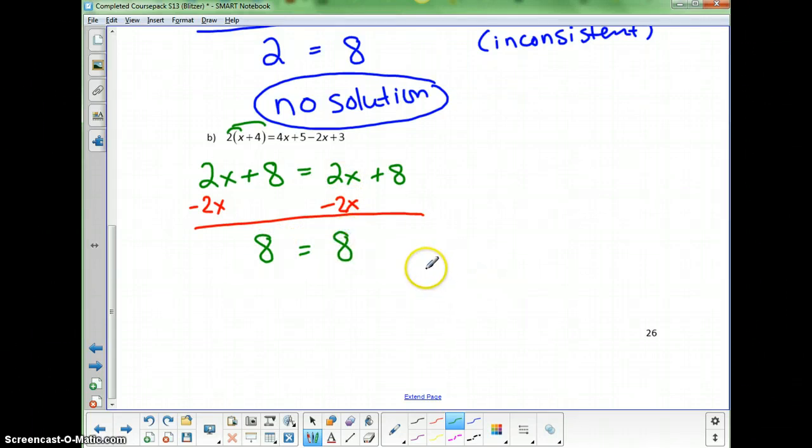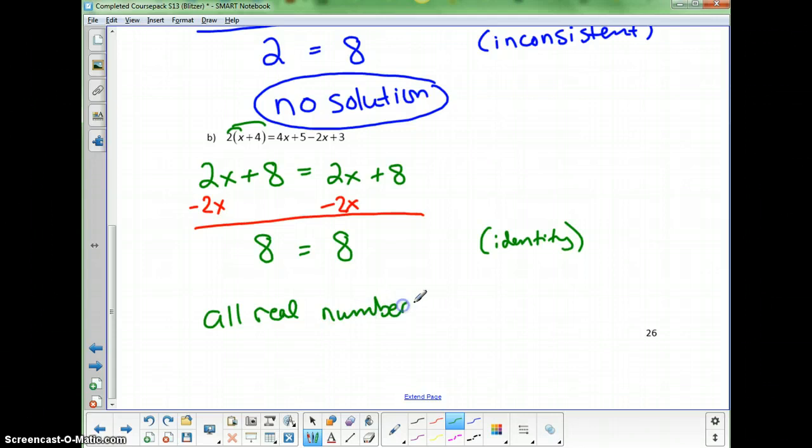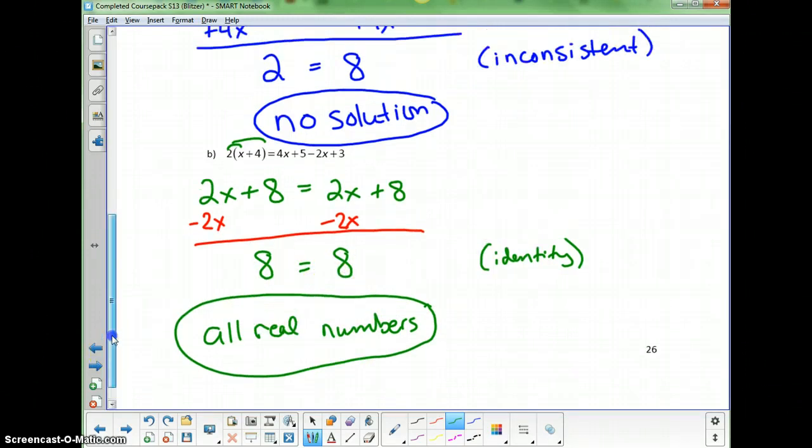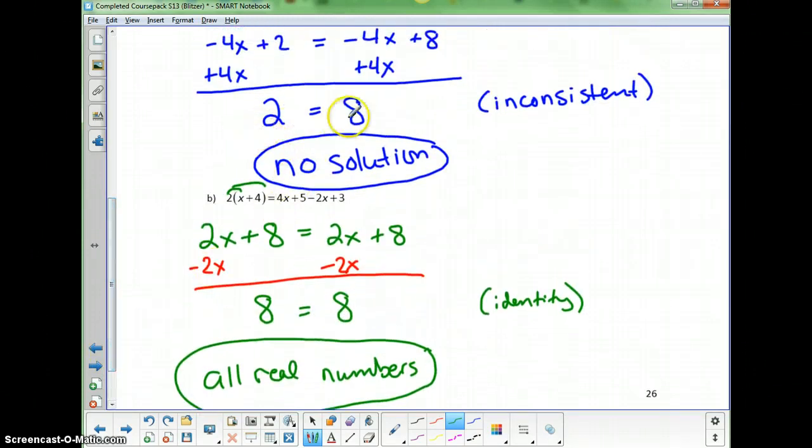This time, 8 equals 8 is a true statement. This is the case, it's an identity. Since I have an identity here, my answer is that all real numbers are solutions. So all real numbers is the actual answer to this problem. The answer is not 8 equals 8. That's the condition that told us that all real numbers was the answer. This is a true statement, whereas in the other type, that's a false statement giving no solution.